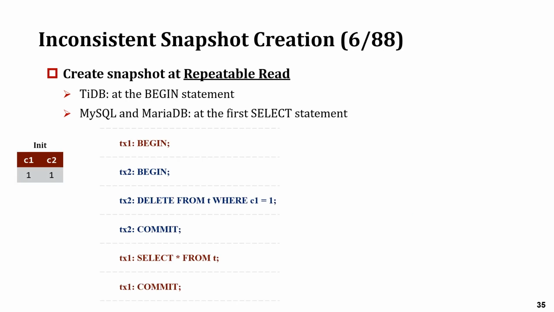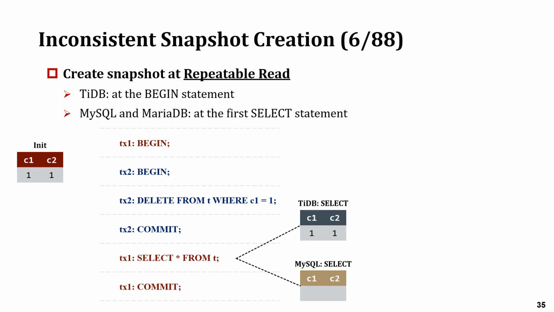6 compatibility issues are caused by inconsistent snapshot creation location at repeatable read. Here is an example for MySQL and TiDB. The initial table contains one row with record 1, 1. Transaction 1 first starts, then transaction 2 starts, deletes the row where column C1 is 1, and is committed. Finally, transaction 1 retrieves the database with select statement. TiDB returns the result 1, 1, whereas MySQL returns an empty set.